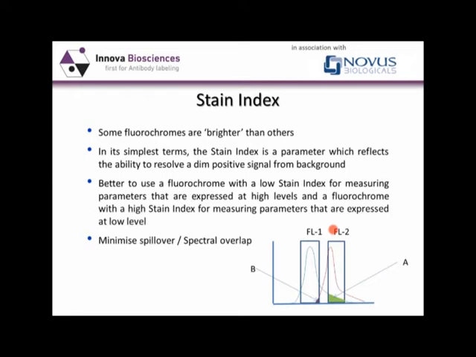The other element which is worth keeping in mind is something called the stain index. Again, the concept is quite straightforward, and essentially it is that some fluorochromes are brighter than others. So in its simplest terms, the stain index is a parameter which reflects the ability to resolve a dim positive signal from the background. So for example, if you're analyzing cells, it's better to choose a fluorochrome with a low stain index for parameters that are expressed at high levels.